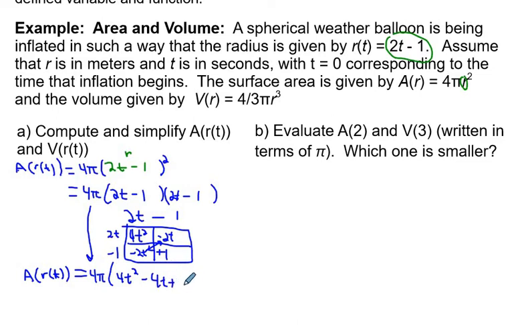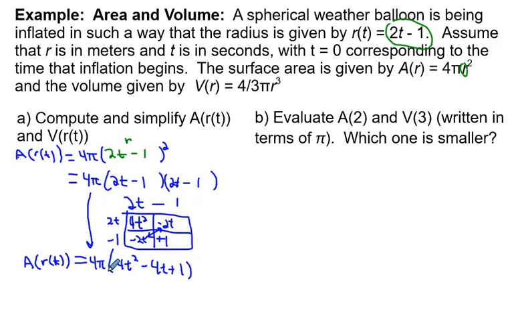And then the last thing we're going to do is distribute the 4 pi in, because remember, we're going through GEMDAS, did the grouping, did the exponents, now we're going to do the multiplication. So if I multiply this times this, I would get 16 pi t squared. If I multiplied 4 pi times negative 4t, I would have negative 16 pi t.